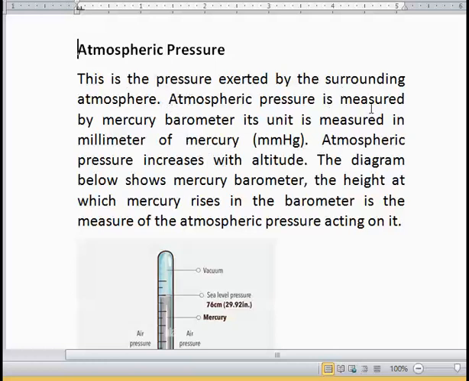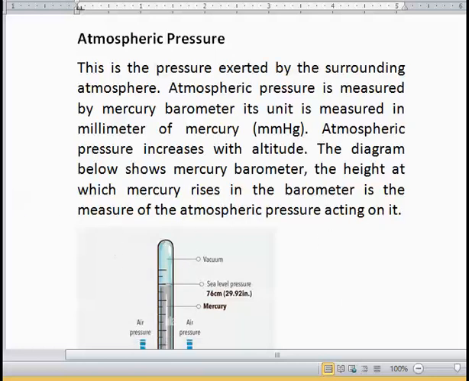Now, atmospheric pressure is measured by a mercury barometer. So that means the measuring device for atmospheric pressure is the mercury barometer. That's why the unit of atmospheric pressure is measured in millimeters of mercury, mmHg. Atmospheric pressure increases with altitude, so the higher you go, the more atmospheric pressure you get. The diagram below shows a mercury barometer. The height at which the mercury rises in that barometer is the measure of atmospheric pressure acting on it in that particular area.